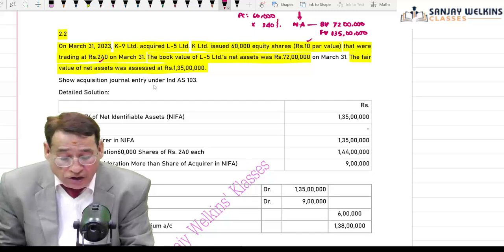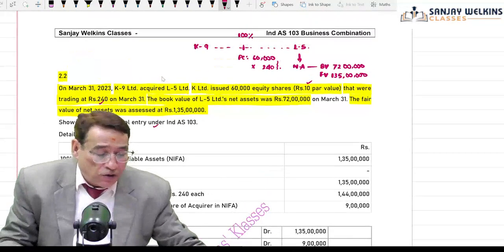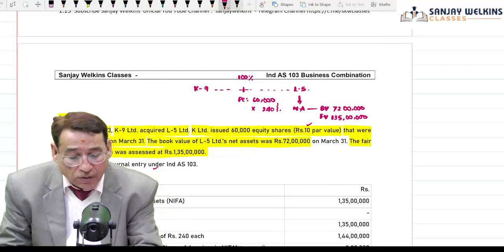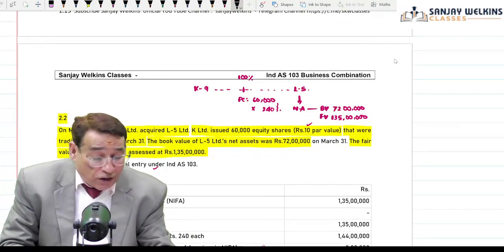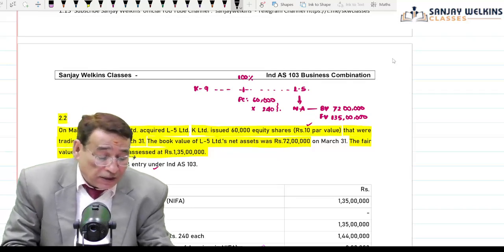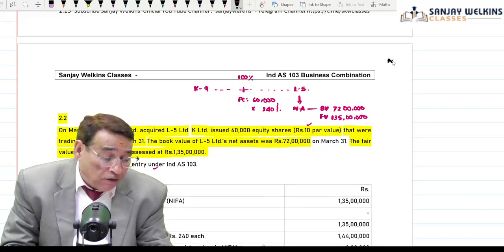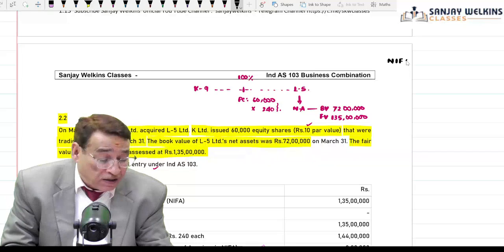Show the acquisition journal entry. Actually, the question is simply asking you to pass the entry, but still I want you to learn something extra. If you want to solve this particular question, as I told you, first of all, always make a habit of writing it this way around. NIFA. NIFA means net identifiable asset. Indirectly, it means net assets.